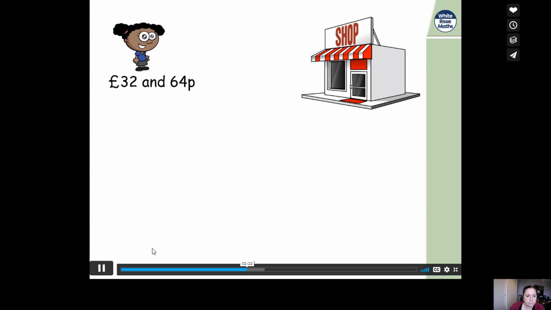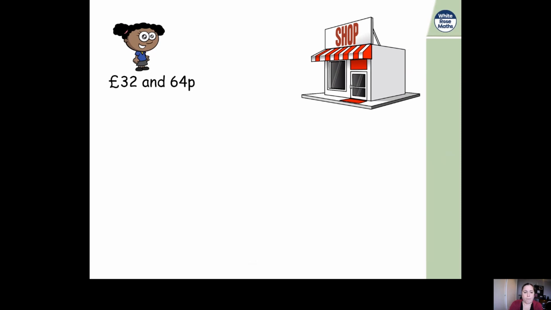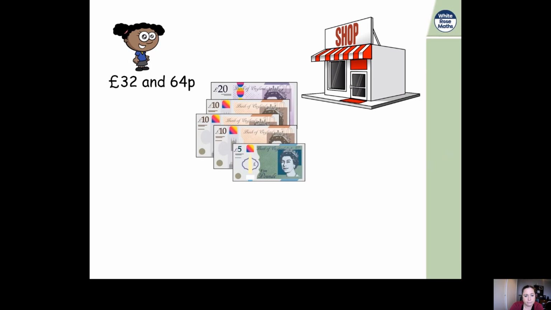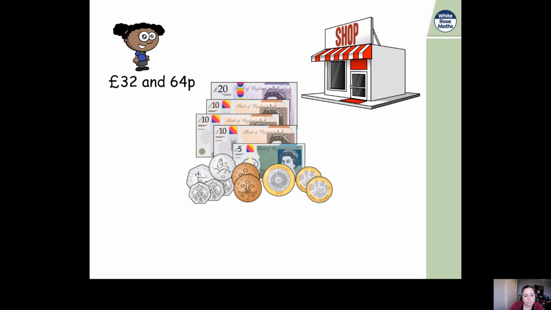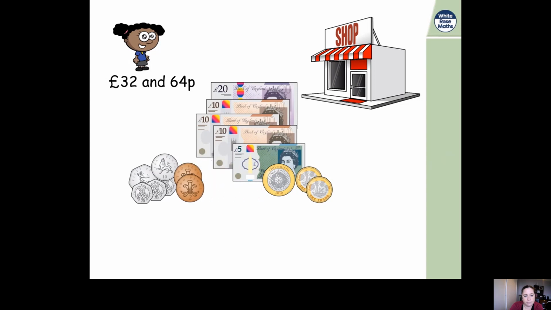Whitney would like to buy a present for her dad from the shop. The present costs £32.64. Gosh, that is expensive. It's very kind of you, Whitney. Here's Whitney's money. Oh gosh, Whitney, you've been saving up a long time to get that much money. How are you going to pay for your item, Whitney? Good idea. The first thing Whitney does is separate her pounds and pence.